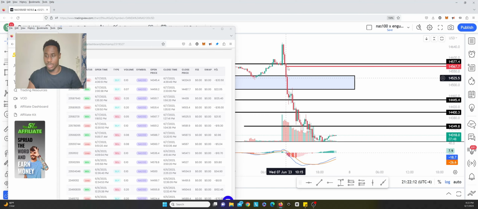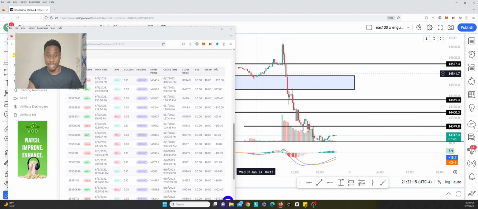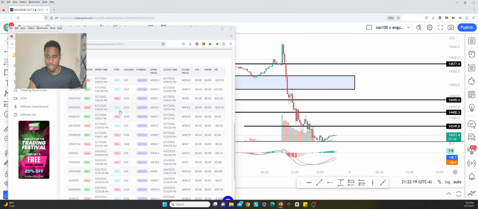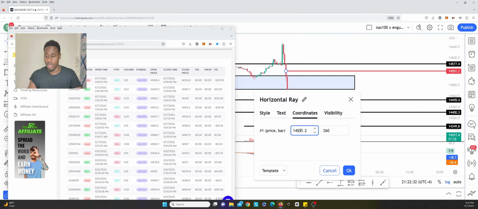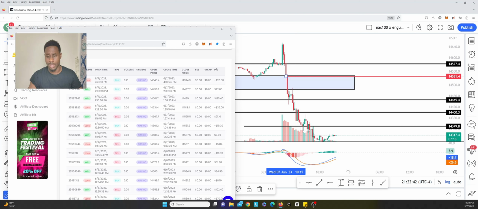So the next trade now, let's see where I entered that. Same 15-minute candle. But that was actually to the buy side, because I was thinking it was going to reverse off my level. So I was looking for a bounce, and then I would have taken it to the upside. So at 14,531.